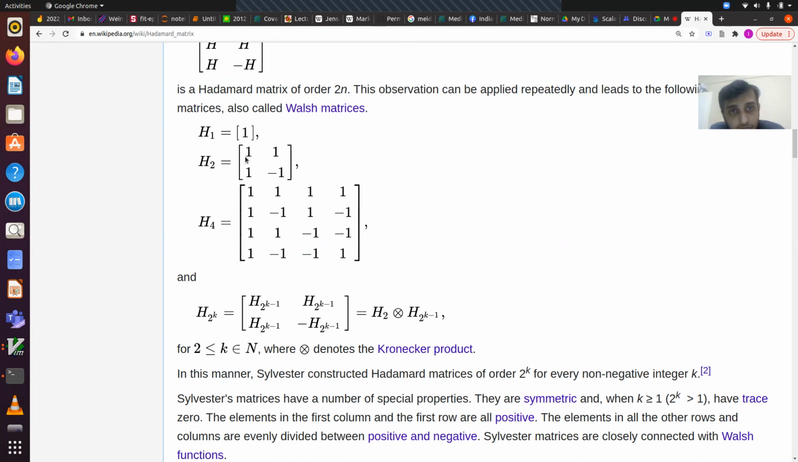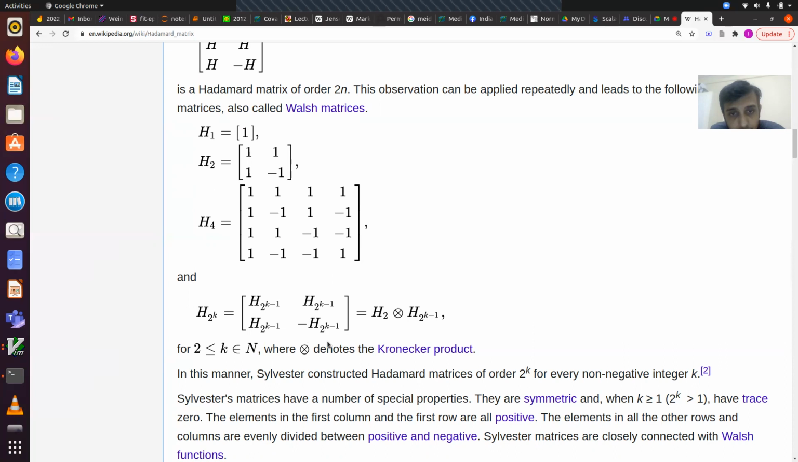Okay, fine. The second block is also the same, copied. Okay. The third block is also copied, same. And the last block is negative of that. Understood. Opposite, just opposite.